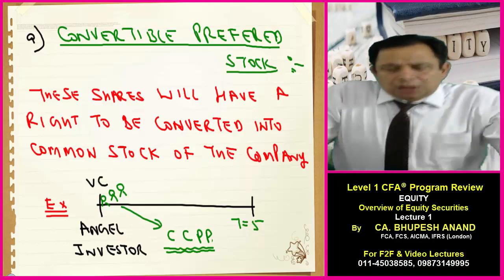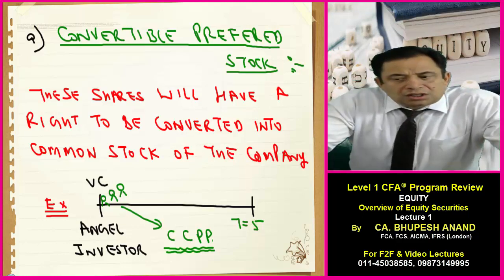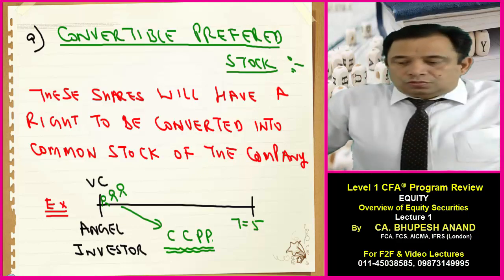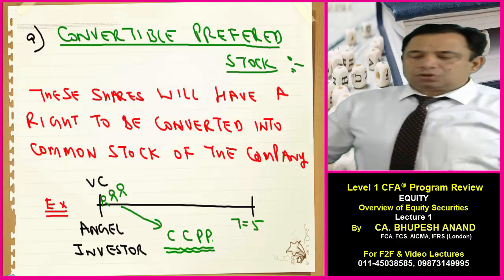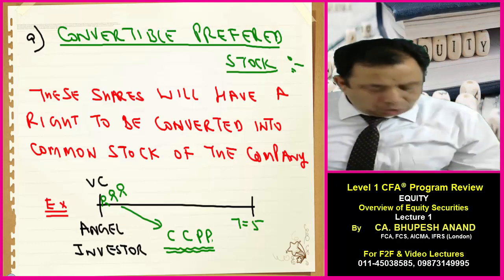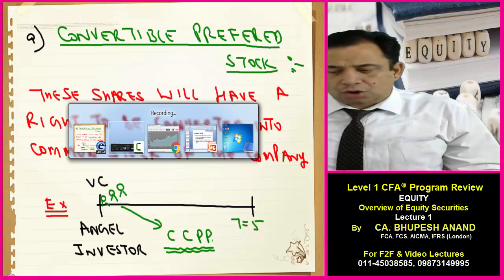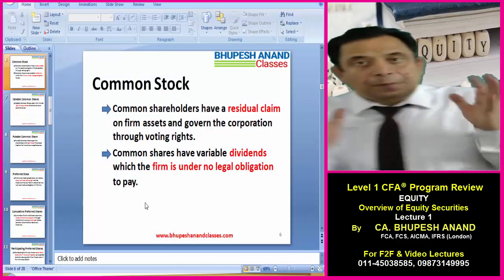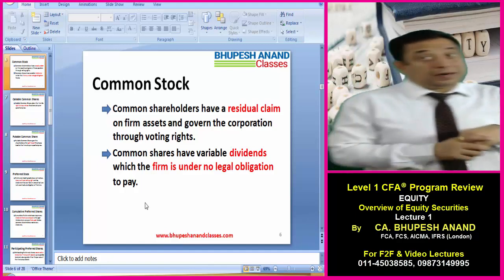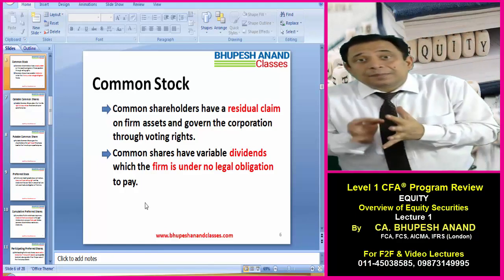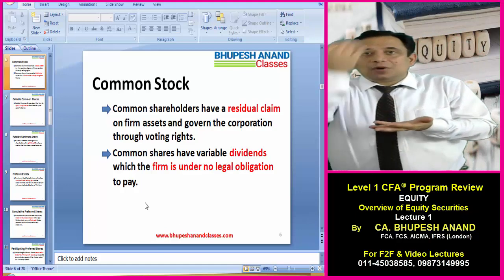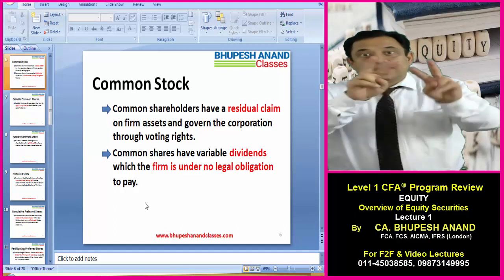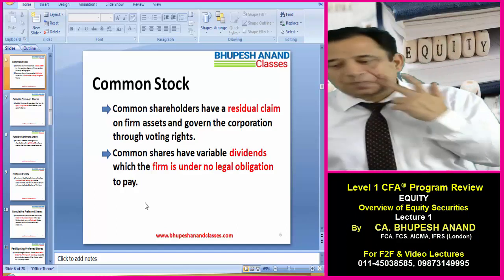Let's just write down convertible preferred stock. These shares will have a right to be converted into common stock of the company. Those are named convertible preferred stocks. I have already prepared the slides for you, but by writing all those points, it will automatically go into your mind. That's why I have also prepared handwritten slides. So just see these PPTs.